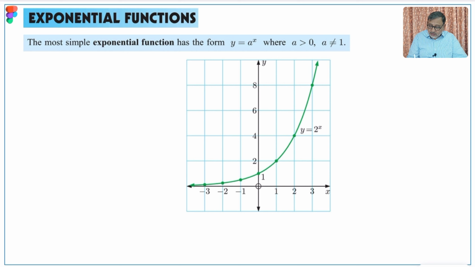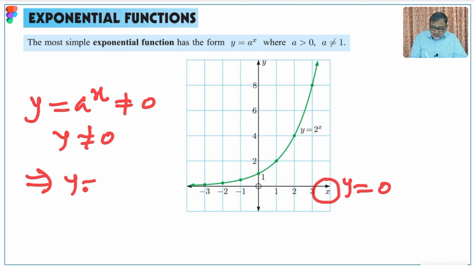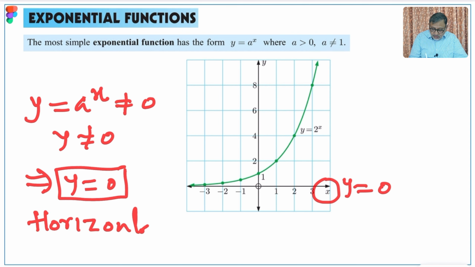Here the horizontal asymptote is the x-axis, y = 0. Why? Because y = a^x will never be equal to 0, right? So y will never be equal to 0. It implies y = 0 is your horizontal asymptote, right? Yeah, so remember this property.